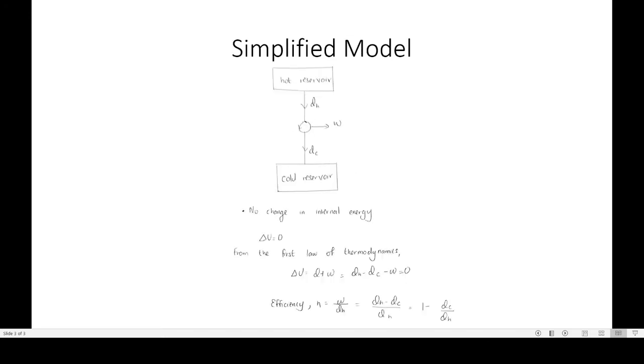Here is a simplified model of the cycle. Since the gas reverts back to its original state, there is no change in internal energy. The efficiency of the system can thus be calculated as 1 minus the ratio of heat transferred to the cold reservoir over that transferred from the hot reservoir.